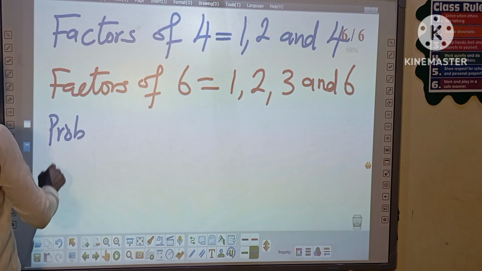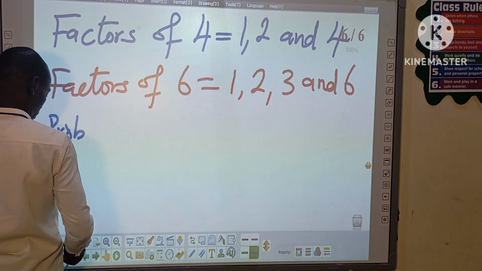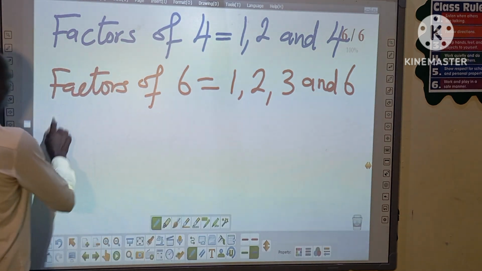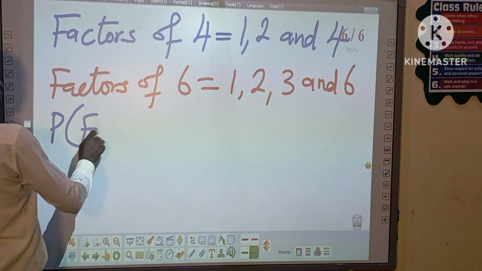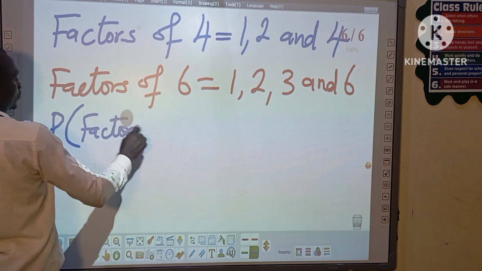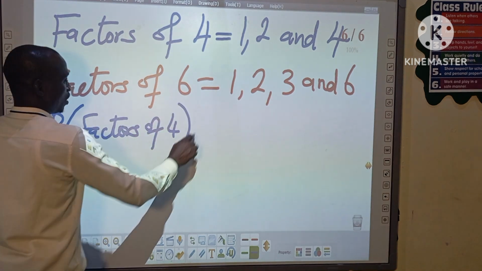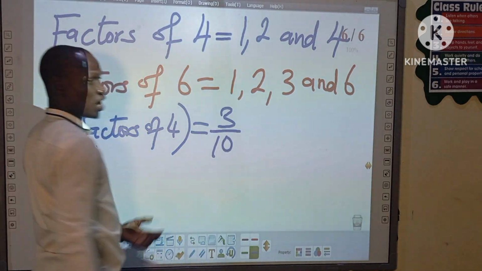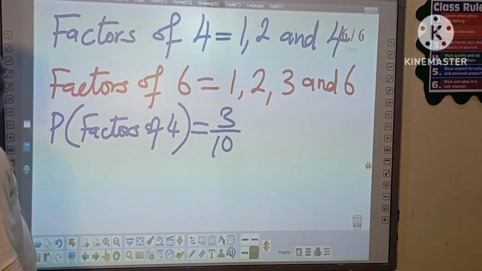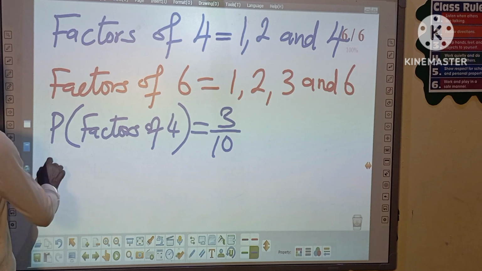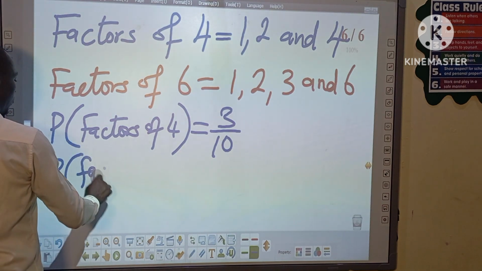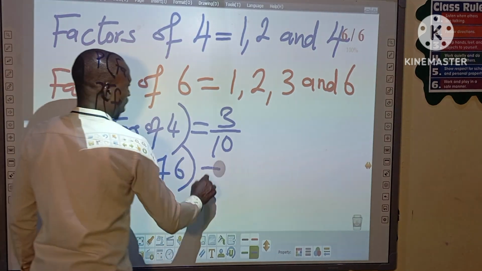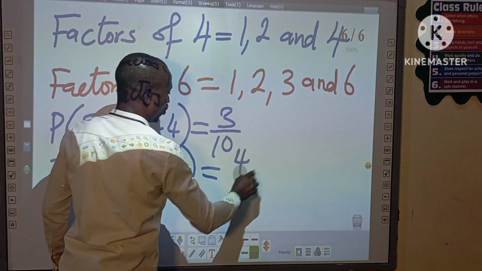Probability of factors of 4 will be equal to 1, 2, 3 over 10. The total outcome is 10, 1 to 10. While probability of factors of 6 will be equal to 1, 2, 3, 4, 4 over 10.